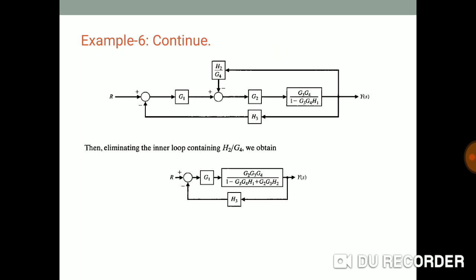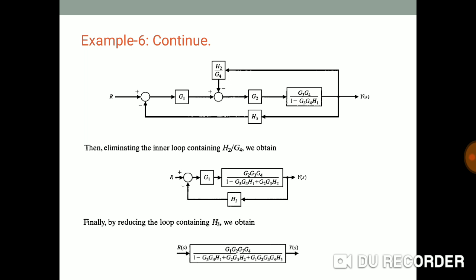Next we are going to eliminate the inner loops, here it is the multiplication with the G2, then feedback is there. Then we are going to do the multiplication with the G1 and the feedback is there for the H3. Therefore the final answer is G1 G2 G3 G4 divided by 1 minus G3 G4 H1 plus G2 G3 H2 plus G1 G2 G3 G4 H3.